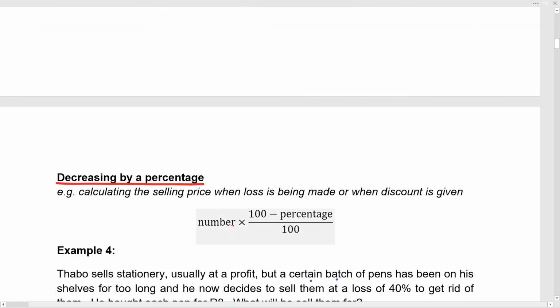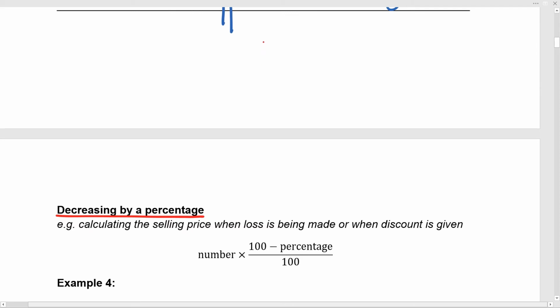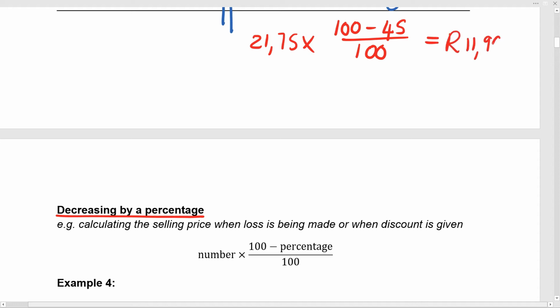I would take my number, my 21.75, and I would times it by 100 minus the percentage, so 100 minus the 45% over 100. Type that into your calculator and see what you get this time round. 11 rand 96. That is not 15.